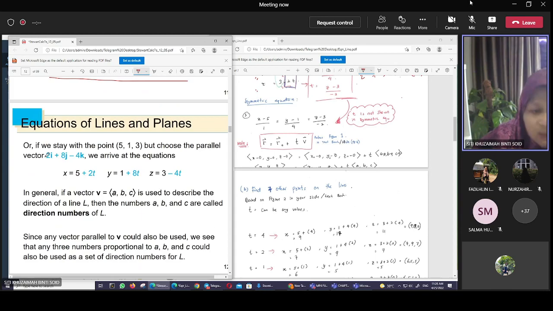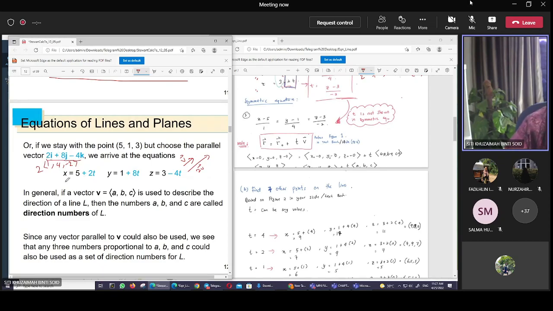Or we can write the equation where we maintain the point, but we vary the parallel vector. We make a scalar multiple of the parallel vector. This vector we have V, and this is 2V, right? For example, they are still parallel. So earlier it was 1, 4, -2. So we can multiply by 2, so it becomes 2, 8 and -4.